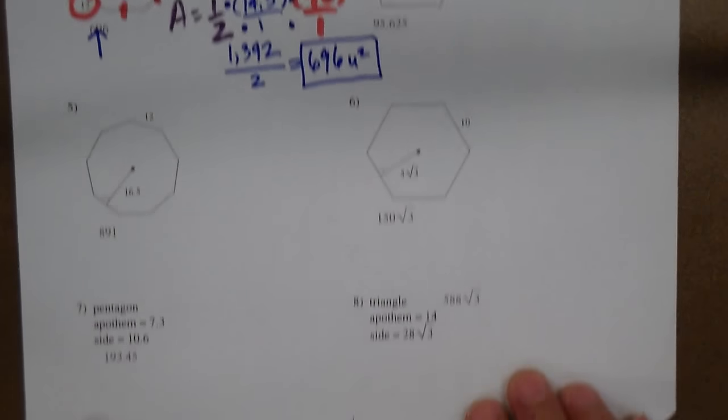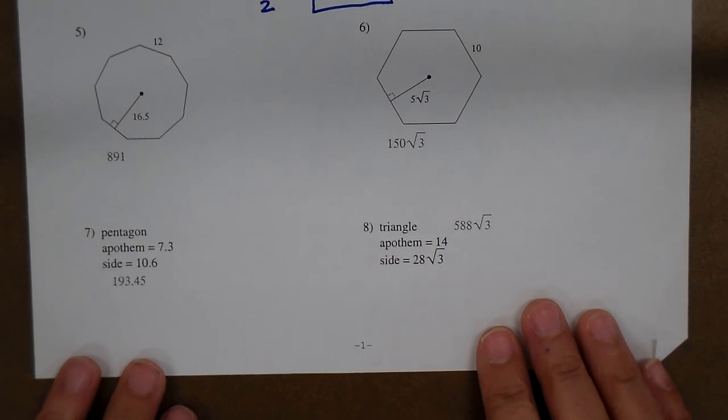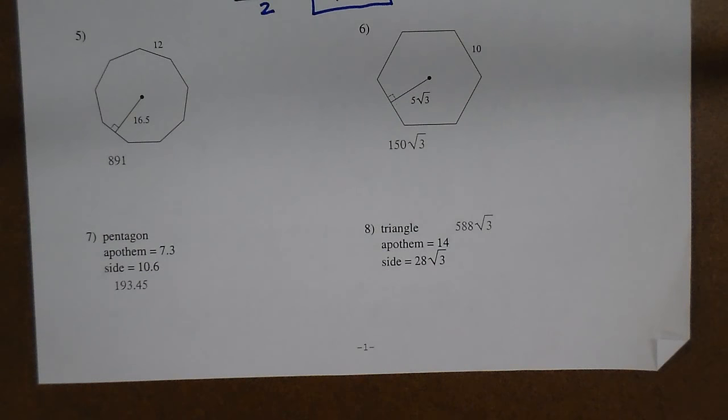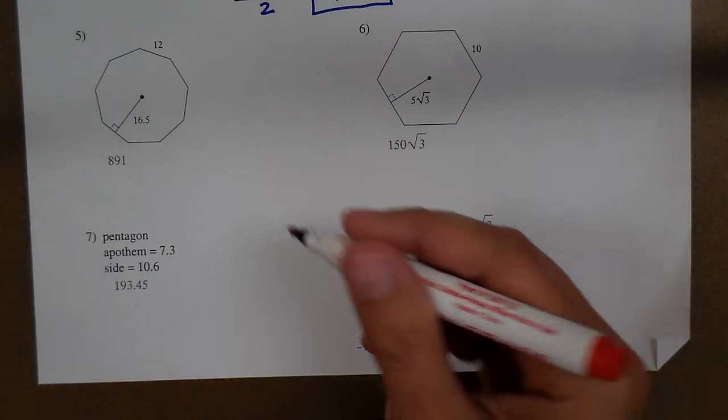Now, let's look at number 8. Or actually, let's look at number 7, because I have more room on number 7. So we're going to look at number 7. Number 7 tells you it's a pentagon, and it gives you the apothem and the length of a side. So we're assuming all of these are regular, right? So if you want to draw it, you can draw it.